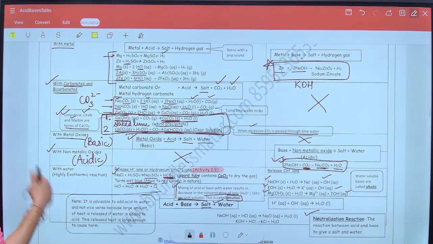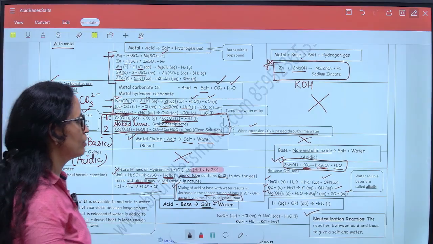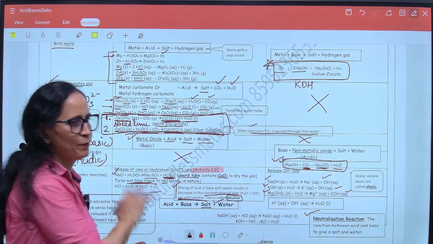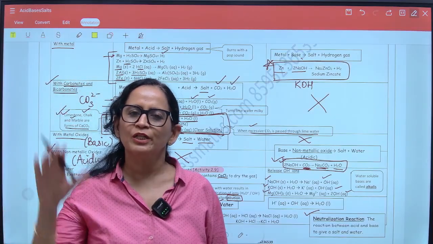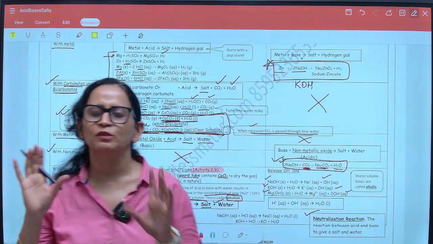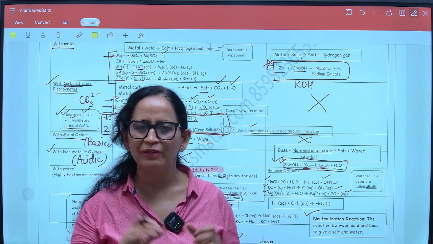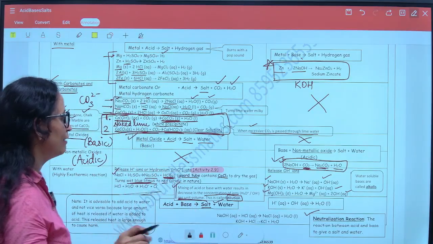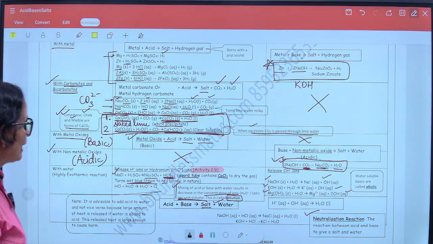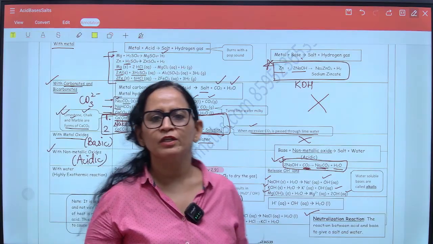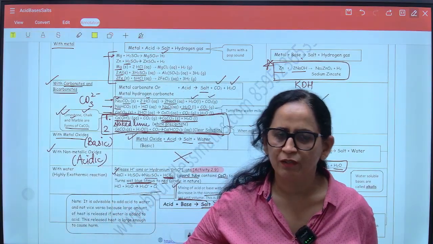In case you already have the copy of your science notes, I'll suggest take a printout of this page and put it on a wall, on the pinboard in front of you, so that you can revise the entire chapter, all the reactions of the entire chapter, in one go anytime. So it will be very helpful and very handy for you. So that's it for today. And in the next video, we are going to cover the salts part of this chapter.